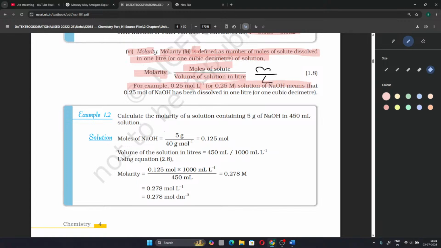A 0.25 molar solution of NaOH means that 0.25 mole of NaOH has been dissolved in 1 liter of solution, and 1 liter is equal to 1 cubic decimeter, that is, 1 dm cube.